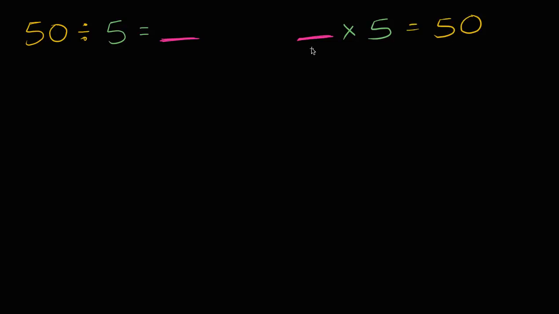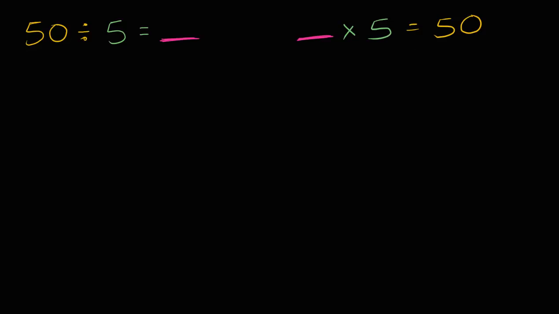Let's say someone walks up to you on the street and says, 50 divided by 5 is equal to blank. How can you think about this as a multiplication problem? Well, whatever blank is, if you multiply it by 5, you should get 50. So one way of thinking about it, you could say, what times 5 is 50?